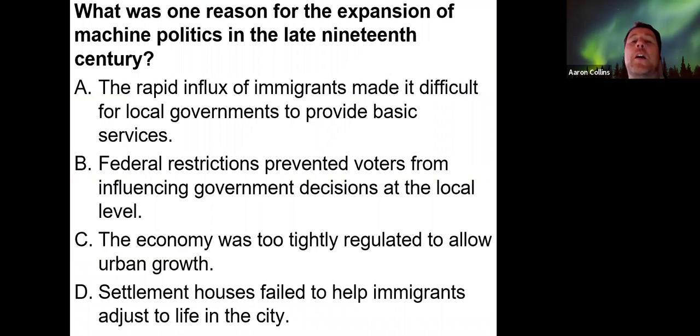Okay, not an easy question, but let's do it. What was one reason for the expansion of machine politics in the late 19th century? So first of all, you need to know when was the 19th century. The 19th century was the 1800s.